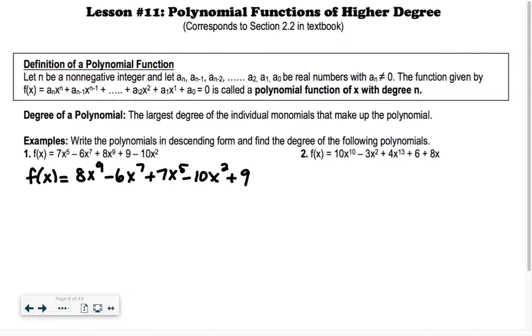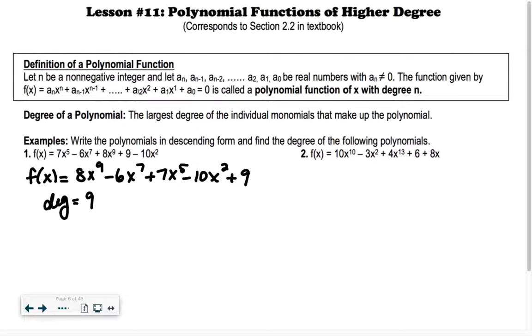Really, I think standard form was just invented to make it easier on math teachers to grade your papers, because if you write it in one standard way, we can quickly grade it. So if I'm finding the degree, our degree is going to be that largest exponent. So in this case, our degree would be 9.